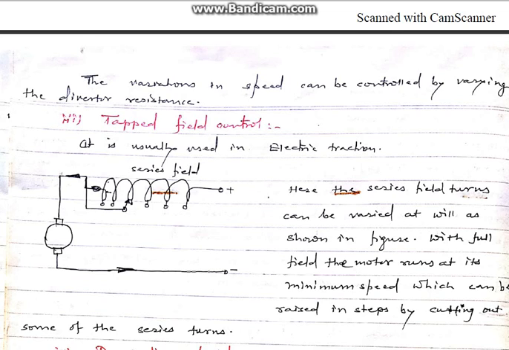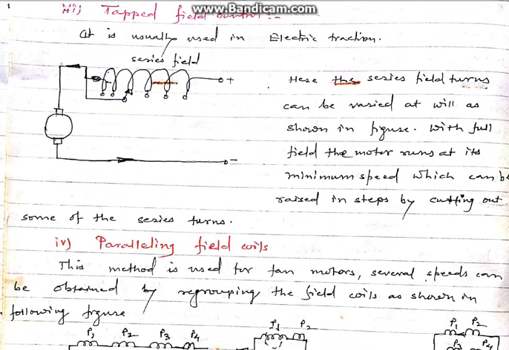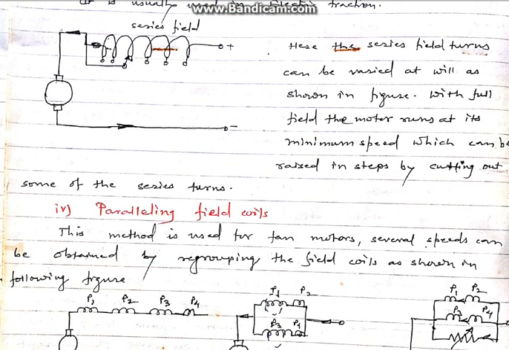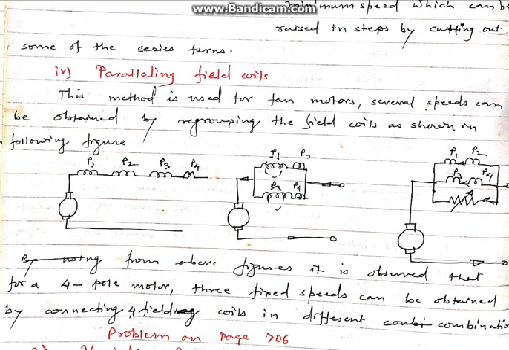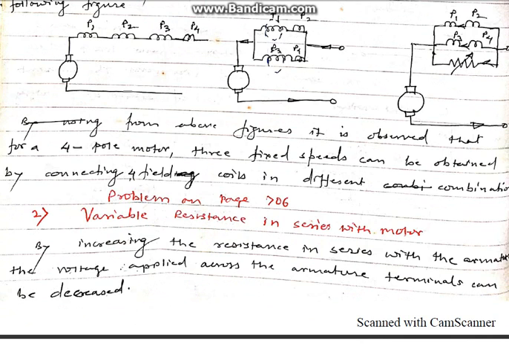Next method is tapped field control. In this, the series field is tapped at different points, by which the field windings are changed, and those field windings change the flux produced by the field winding, and correspondingly that controls the speed of the DC series motor. Paralleling field: if you connect different field windings in parallel or series, that combination changes the flux produced by the field winding, and that changes the speed of the DC series motor.